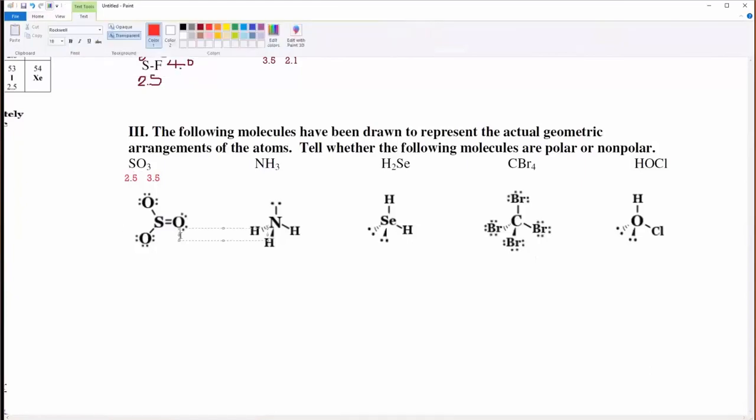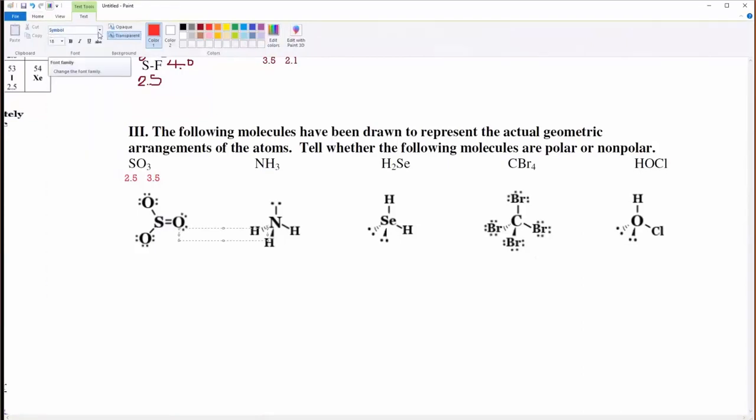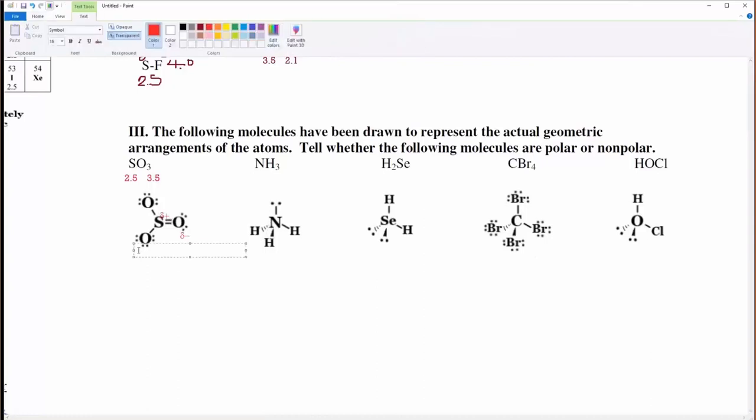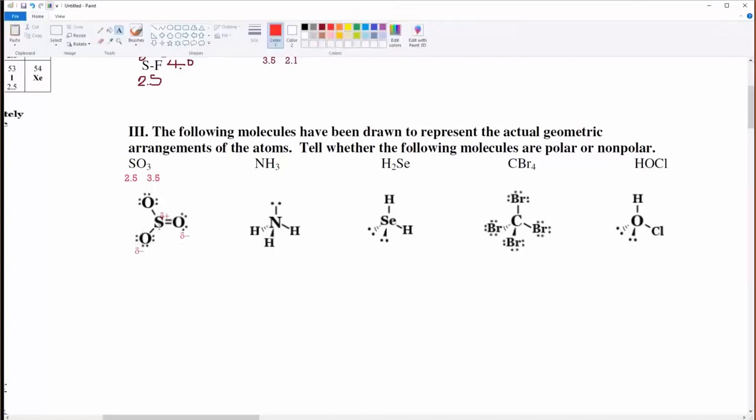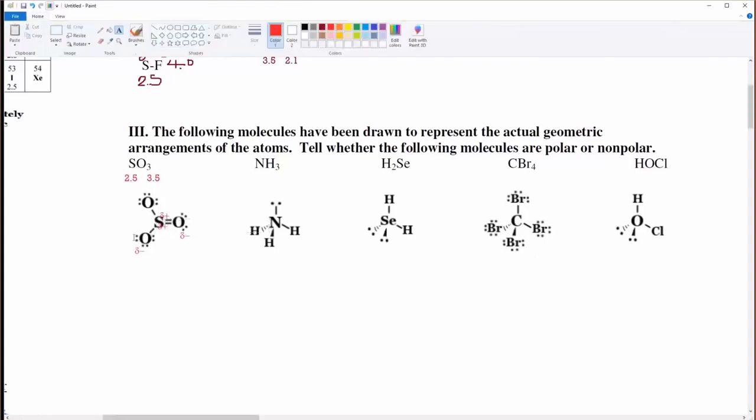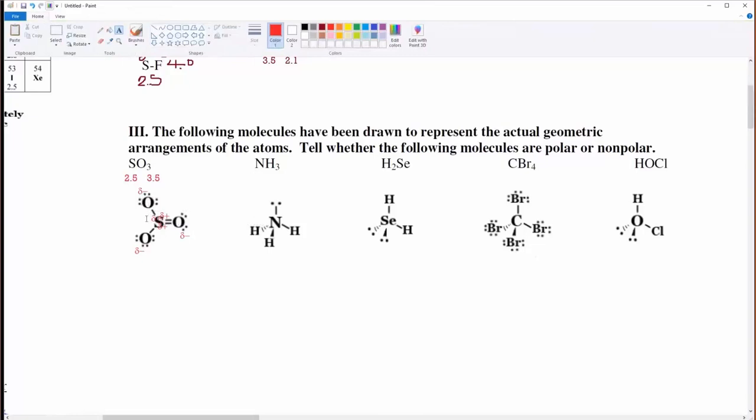Yes, the SO bond is polar. Okay, so I'm going to put a little delta minus on each O because it has the larger value, and a little delta plus on that sulfur. That's representing this bond. And now I will also do it. There's delta plus on that sulfur and a delta minus on that O representing this bond. And now we have a little delta minus on this O and a little delta plus on that sulfur, and that represents this bond, okay?